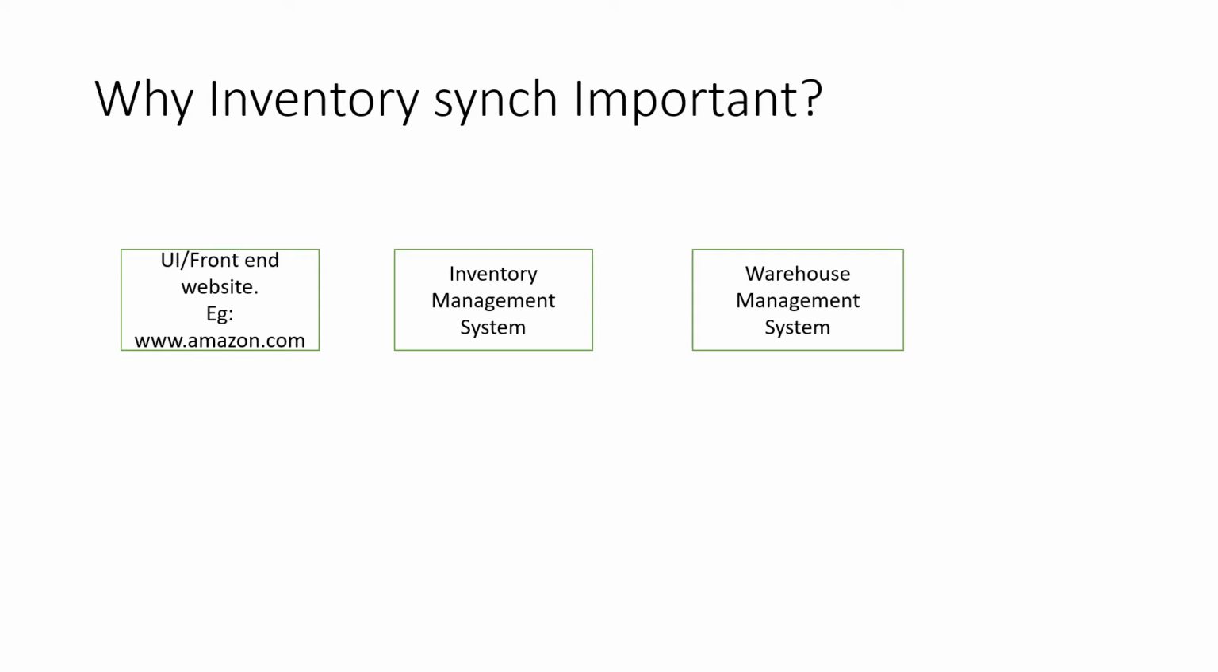So we have the front end system. It's a website where the customer places the order. For example, www.amazon.com, where the customer places the order. He chooses the item first. So when the customer chooses the item, whether inventory is present or not will be checked in the inventory management system. And so inventory is maintained in this system.